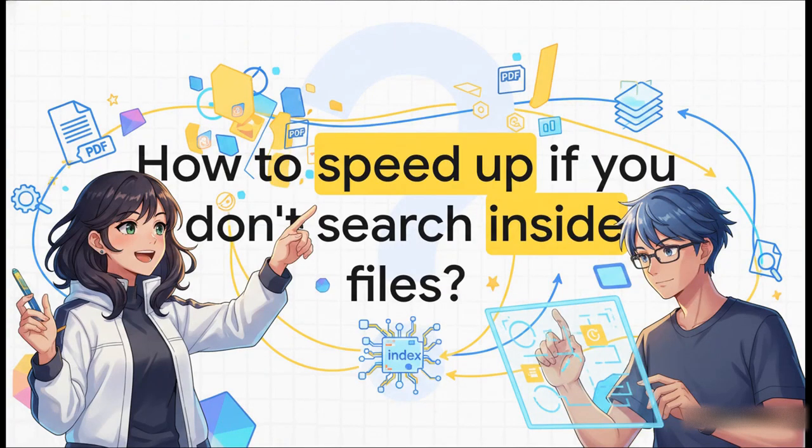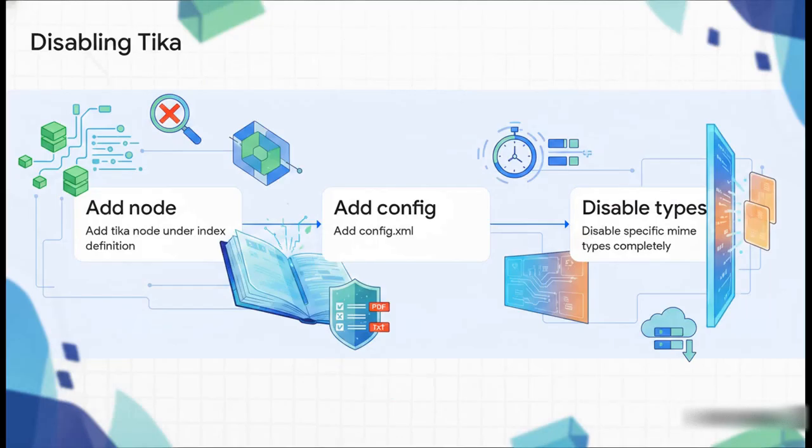Now here's a scenario that catches a lot of teams off guard. Say you've got thousands of assets, right? But your users don't actually ever search for the text inside those PDFs or Word documents. How do you drastically speed up your indexing in that specific case? The secret? Disable Apache Tika. AEM uses Tika to extract text from files so they're searchable. If you don't need that, turn it off.